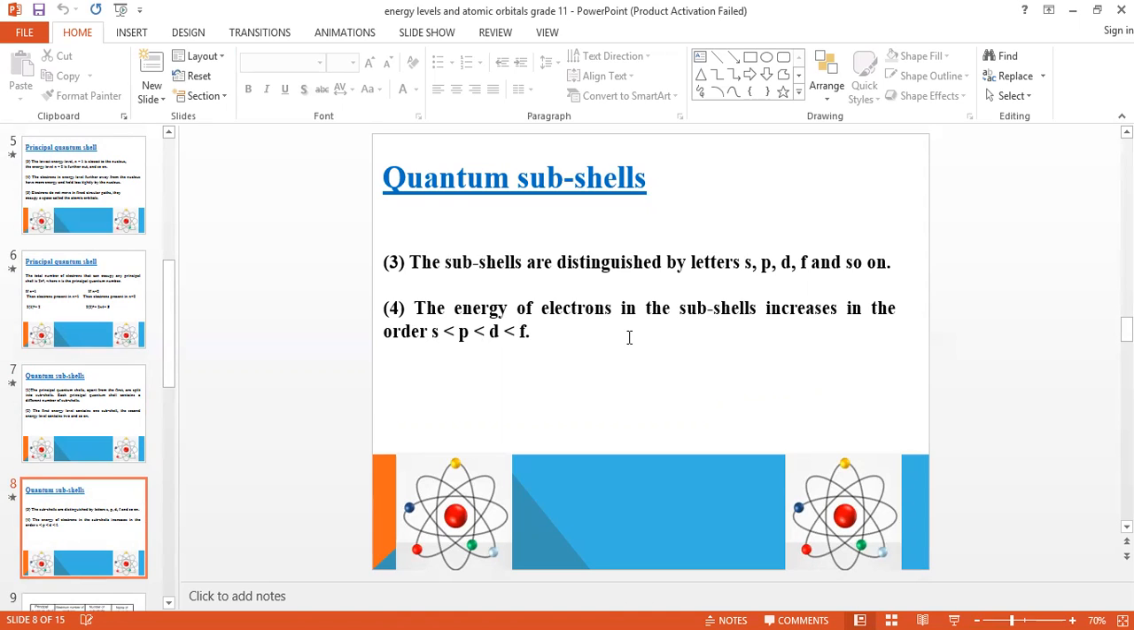Understand? And the energies of electrons in the subshells increase in order. This order will come; you need to memorize it. Which one has the highest energy? Which one is F? See the sign. S is less than P, P is less than D, and D is less than F. This is the order. Don't forget, please.